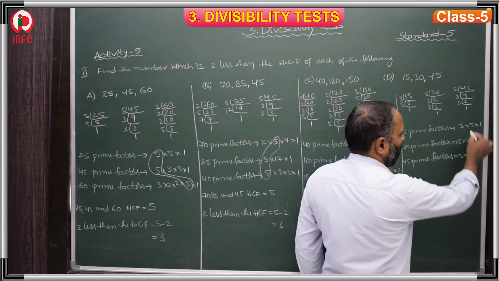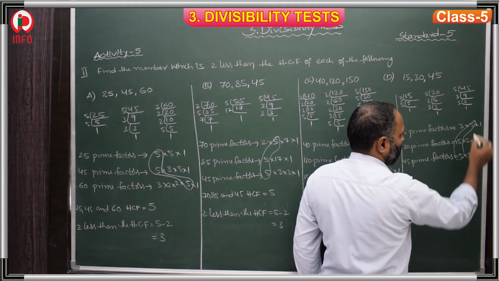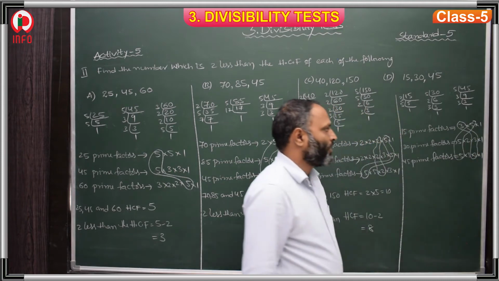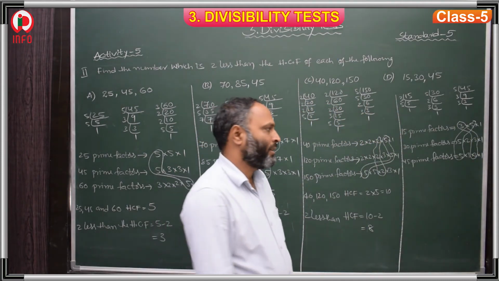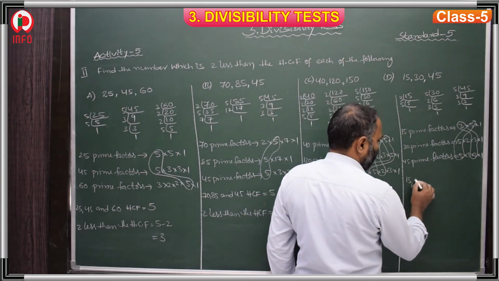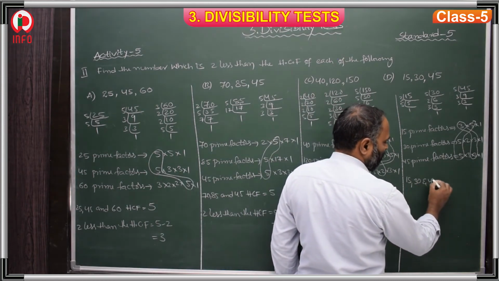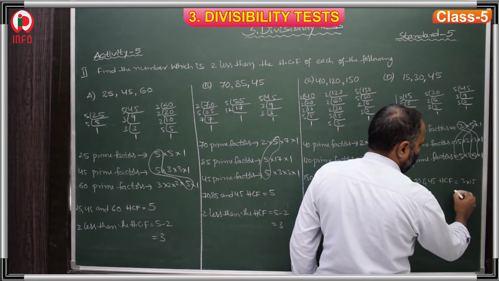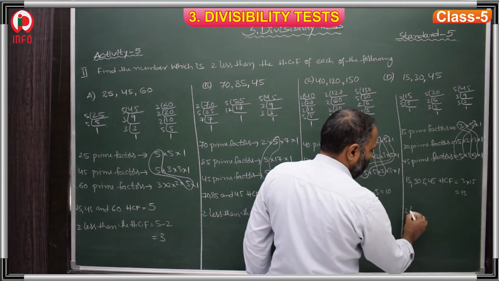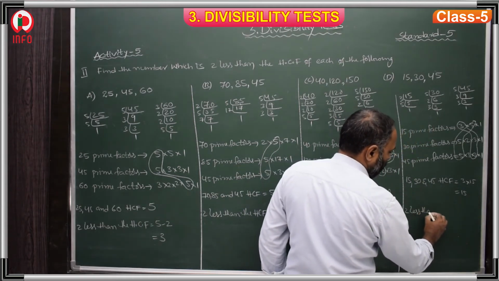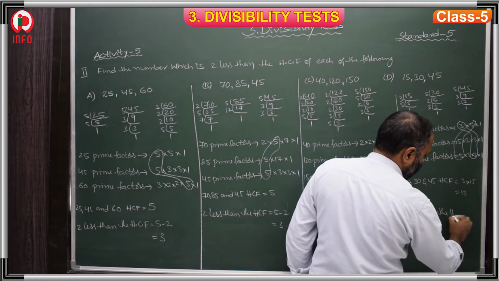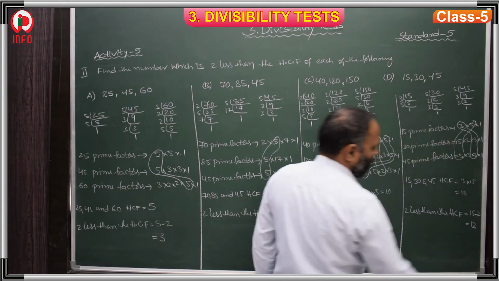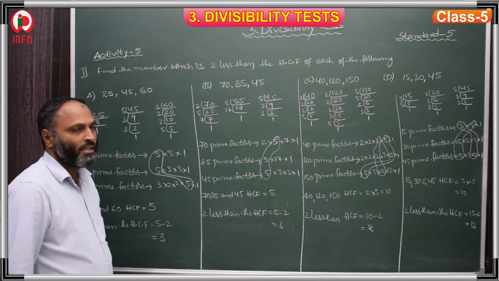Then what is common in all? 1 5 is common and 1 3 is common in all. So only this is common, not other than this. Then 15, 30 and 45 HCF is 3 into 5, that is 15. 2 less than the HCF: 15 minus 2, that is 13. This is 13.